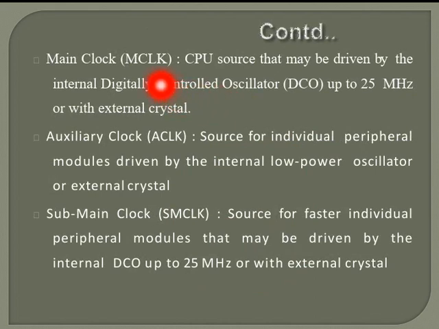So we have basically 3 clocks. One is the main clock, the CPU source, which is driven by your internal digitally controlled oscillator, up to 25 megahertz. The auxiliary clock is used for individual source modules, driven by the internal low power oscillator, or it can be an external crystal. And the sub main clock is for faster individual peripheral modules, which can be driven by your internal DCO up to 25 megahertz. Most of the time the sub main clock is used.